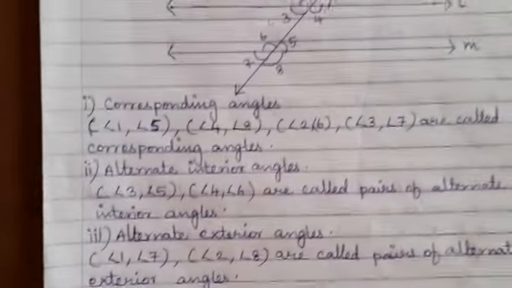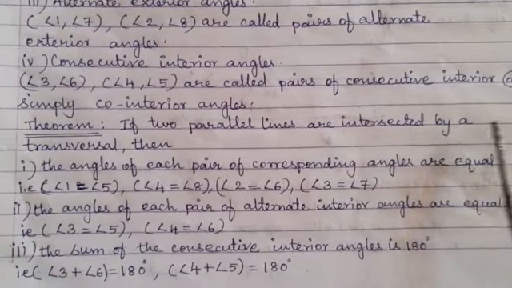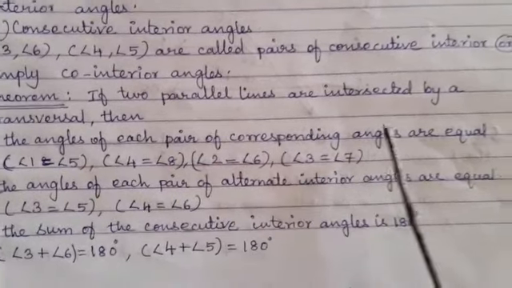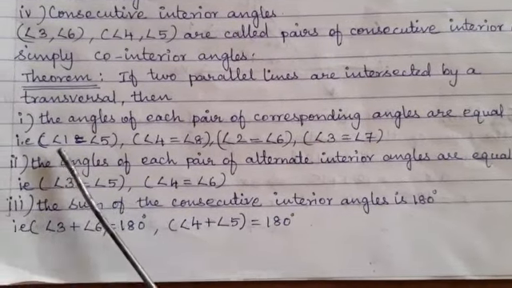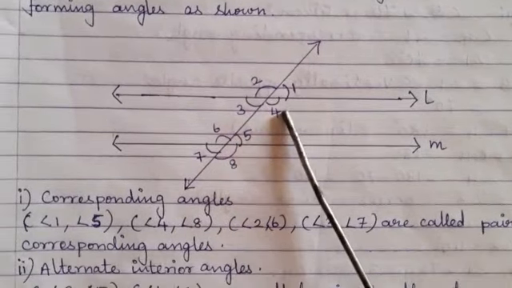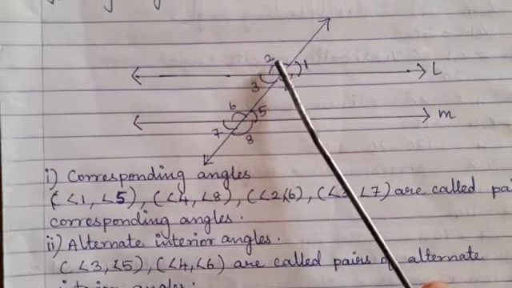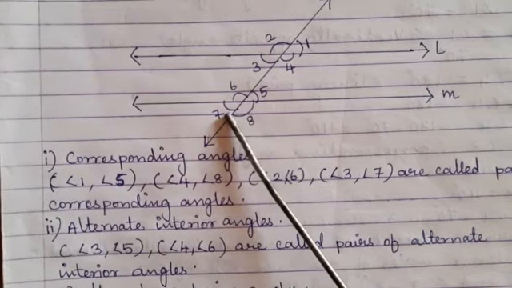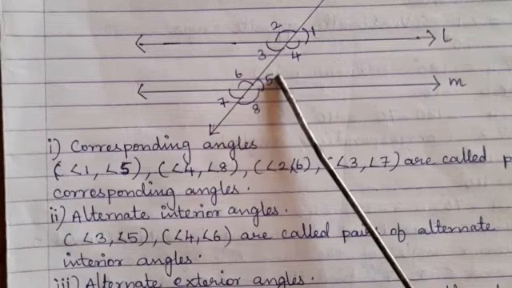Now regarding these angles, what is the theorem? If two parallel lines are intersected by a transversal, then the angles of each pair of corresponding angles are equal. You know that we have already studied what corresponding angles are. So angle 1 equals angle 5. See in this figure, angle 1 equals angle 5. Angle 4 equals angle 8. Corresponding means same side of the transversal. In the same way, angle 2 equals angle 6, angle 3 equals angle 7. So if the given lines are parallel, then these corresponding angles should be equal.